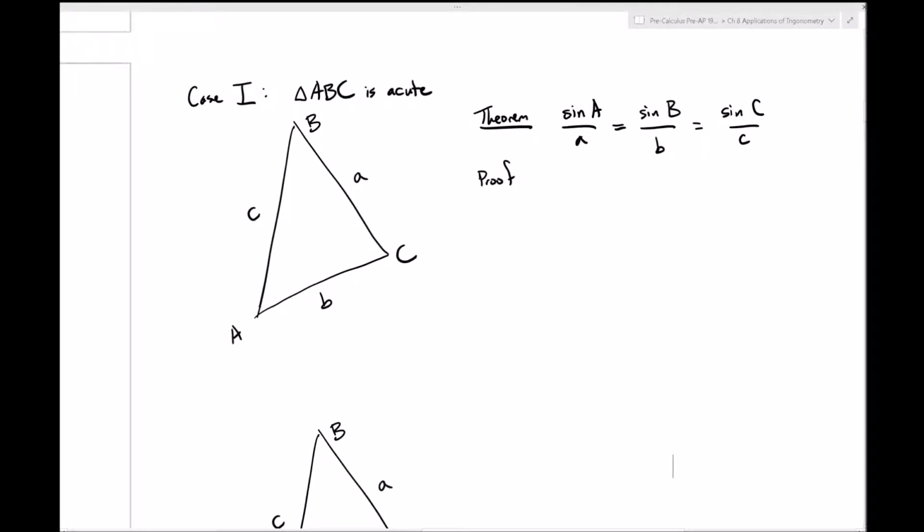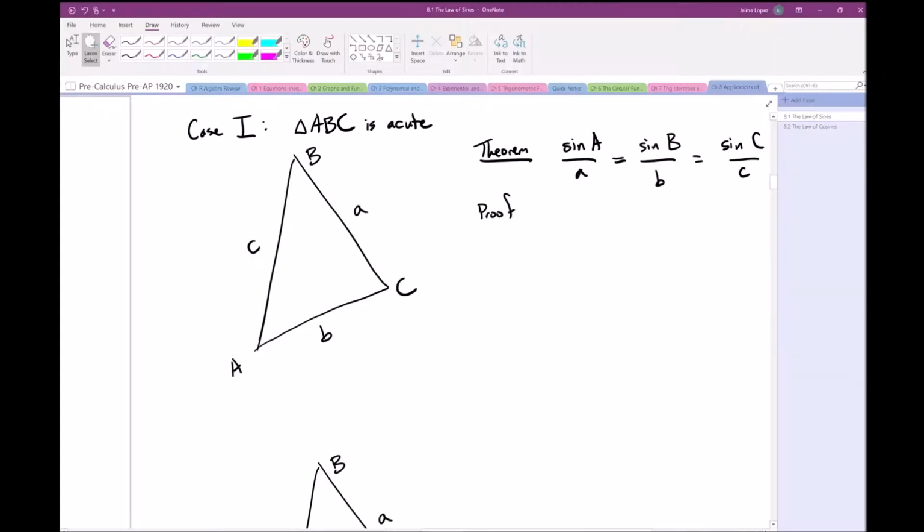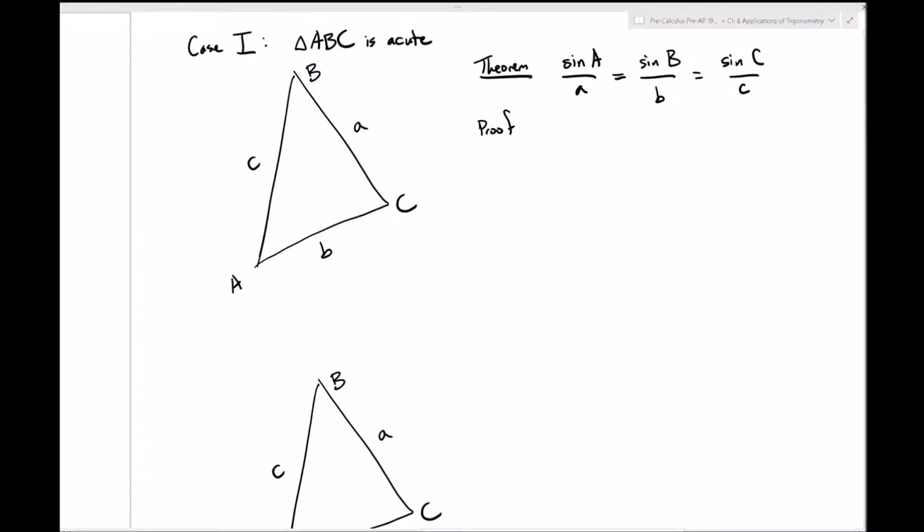So first part of the proof, I'm going to try to show that sine A is equal to sine B or sine C, one of those two. And with the way that I drew it, I might have to make sine A and sine C equal to each other. So we'll see how that works.